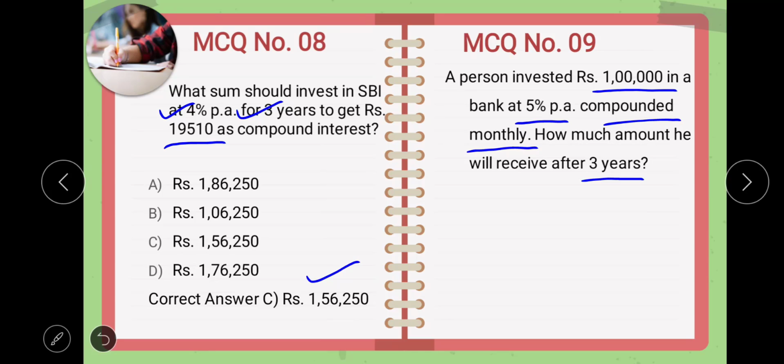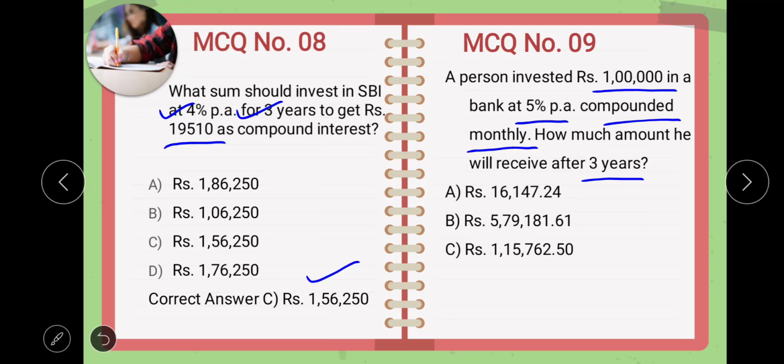So here you have to use the formula for amount in compound interest. The options are given here: option A rupees 16,147.26, option B rupees 5,79,181.61, option C rupees 1,15,762.50, option D rupees 1,16,147.24.